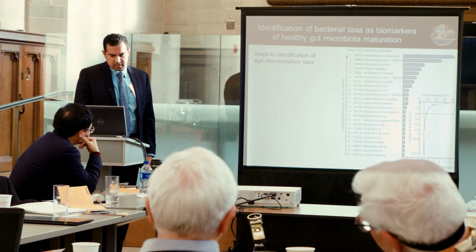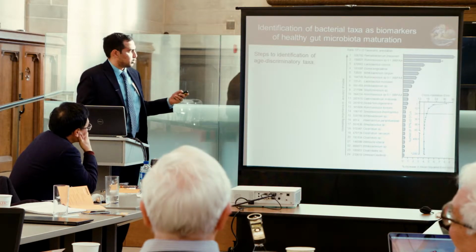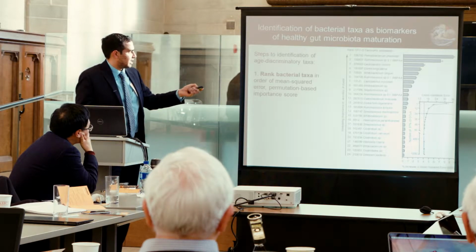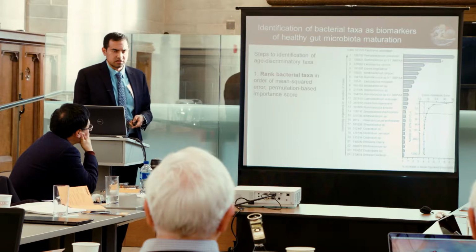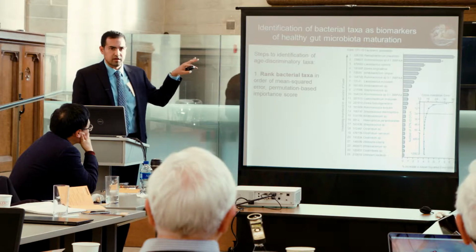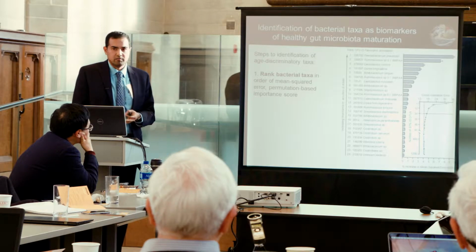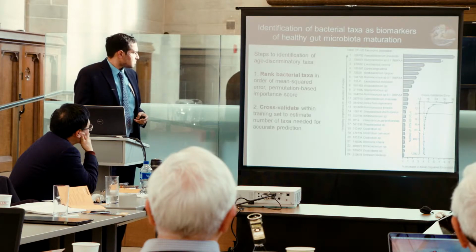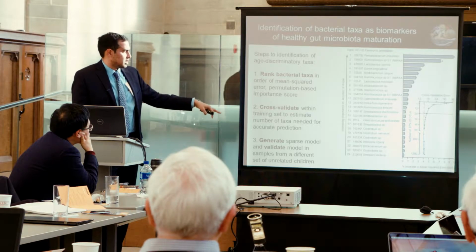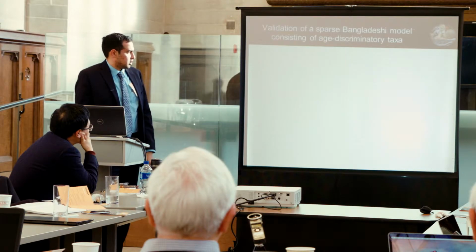And the important thing is that you can prioritize the number of taxa in terms of how important they are for the model. So at the top of this list is Faecalibacterium prausnitzii, which was discussed earlier today. And what that means is that if we were to randomly manipulate the values of that bacterial taxon, it would have a major deterioration on the overall accuracy of the model. And finally, we can perform some cross-validation and get to a minimal set of taxa that allow us to perform a reasonable model.